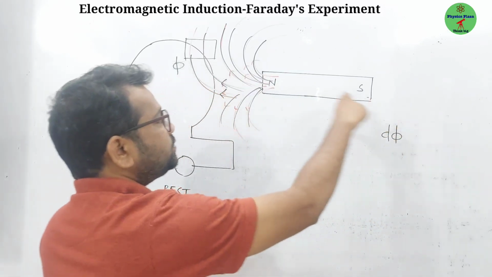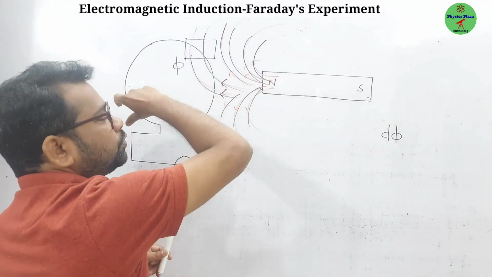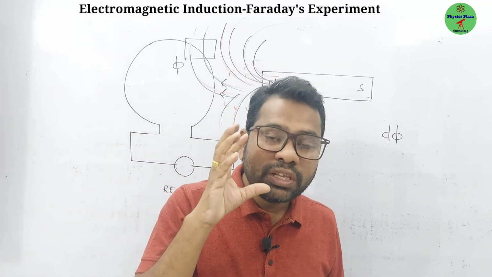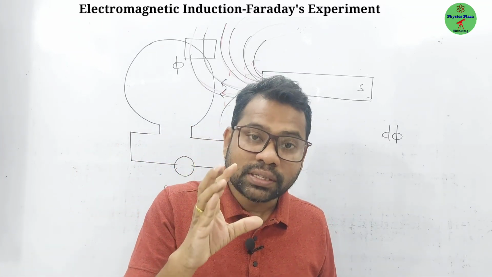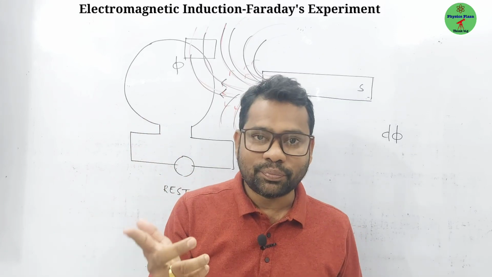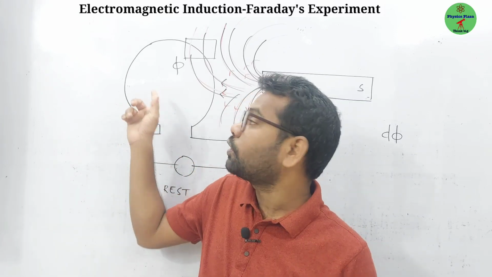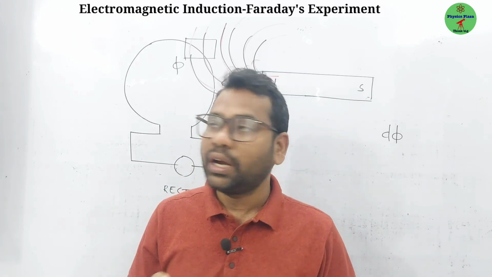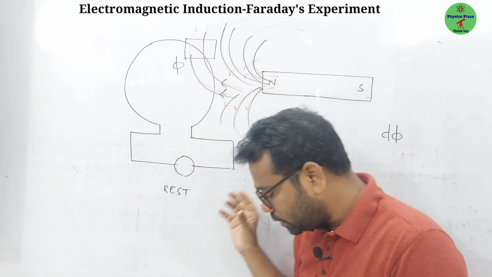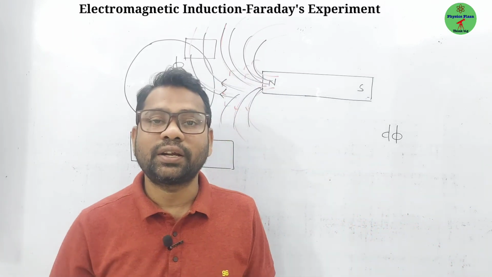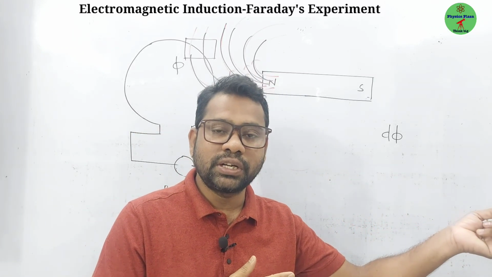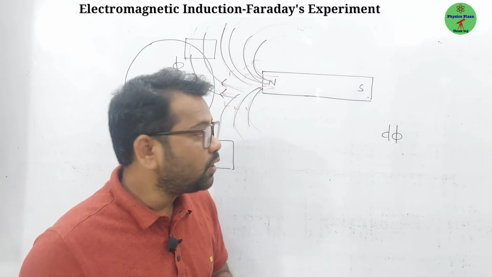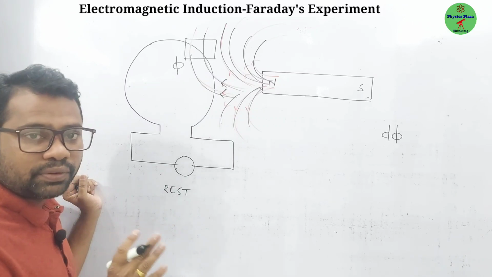Children, as we are moving this bar magnet towards the coil and away from the coil, there is a change in magnetic flux. The magnetic flux linked with the coil is changed. Then only current is produced. Children, this is the main point behind the generation of AC current. When we are learning about the AC generator, this point is very important. Is it clear? Fine.